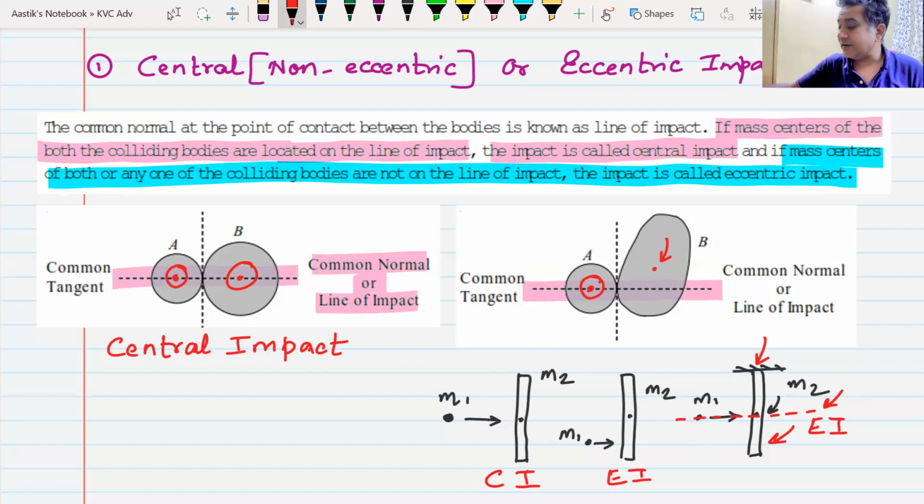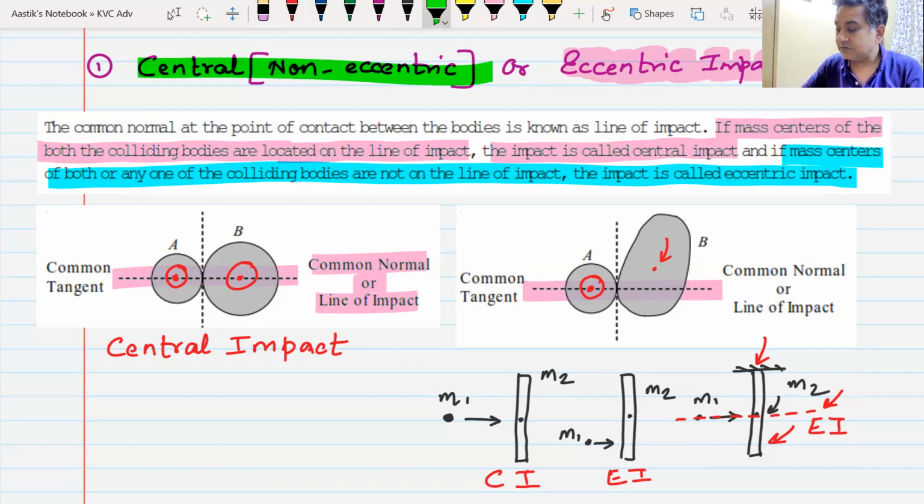Obviously, we will not be dealing with eccentric impacts now. We will be dealing with them only in the chapter on rotation. So we will now be concentrating only on central impacts. Anything troubling you? No.